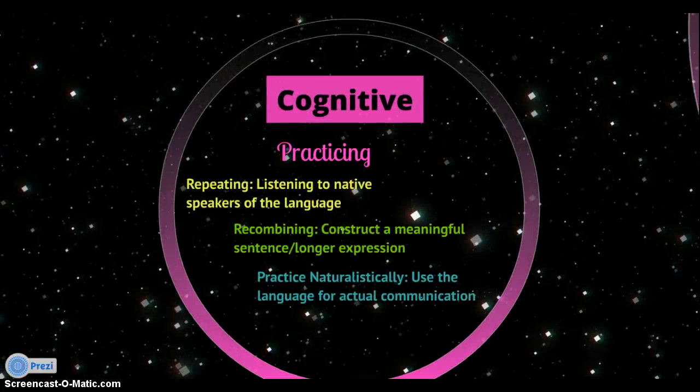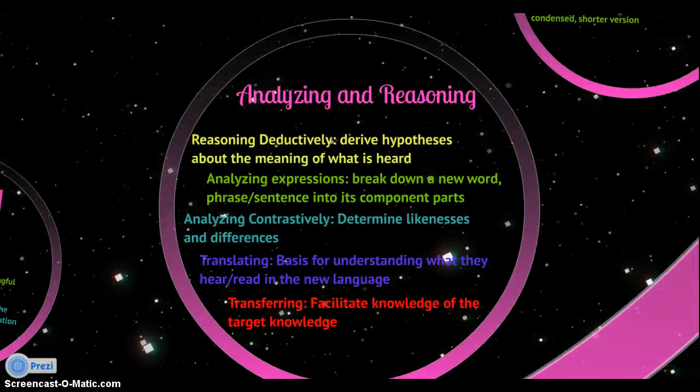Therefore, under cognitive strategy, it is practicing. First, we can do repeating by listening to native speakers of the language. When we listen to a native speaker speaking their language, we can actually imitate or learn how they pronounce the word or say certain things. Next, we can do recombining. It is where we construct a meaningful sentence or longer expressions. Besides, we should practice naturalistically, where we actually use the language for actual communication.